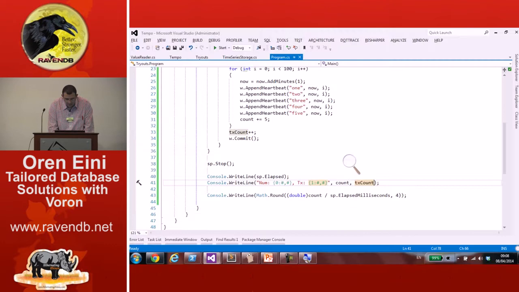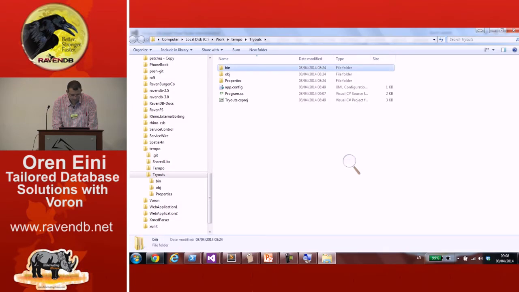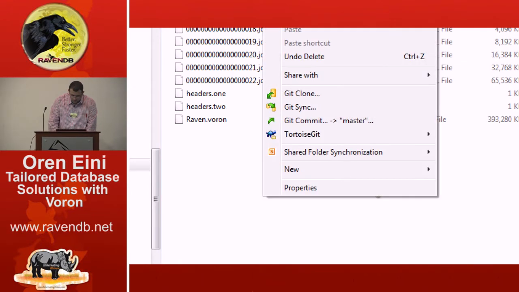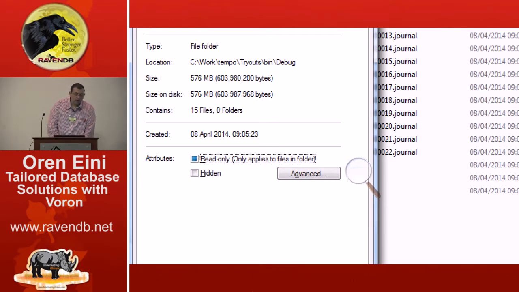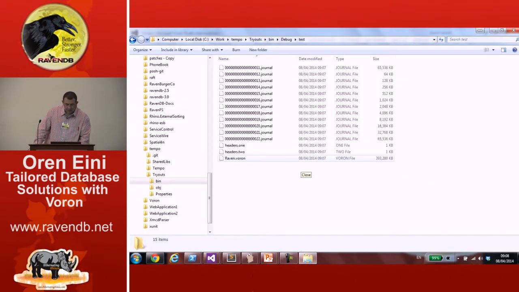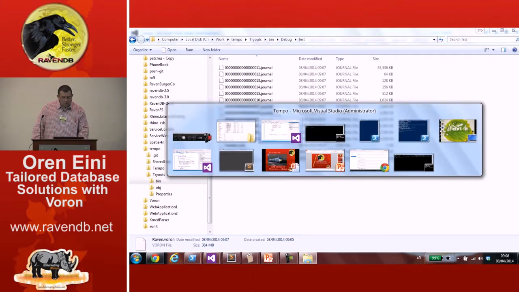So we can go here and actually look at what Voron has done. And you can see that we have written about half a gigabyte. This is the actual data file, and you see all of the journal files. By the way, you can see that we started with very small journal files, and we increased the size to match what we needed. And we're going to run it again.